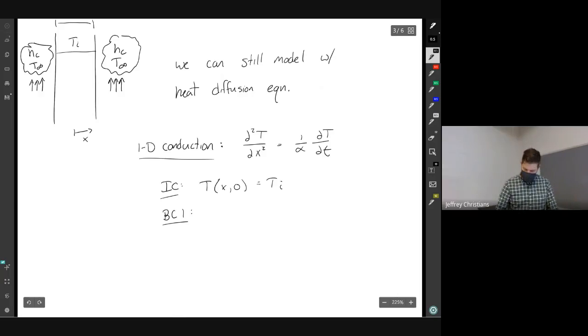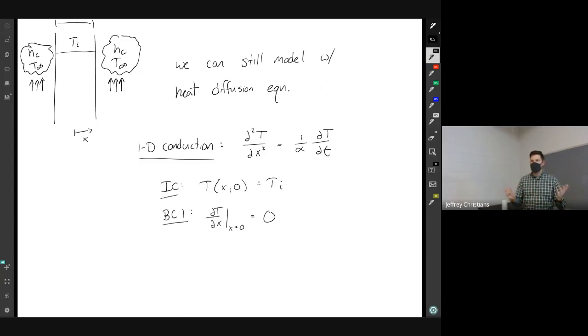Our boundary conditions: there's going to be a boundary condition at the middle, which is from symmetry, that there has to be either a max or a min temperature at the center. That's where the maximum temp is going to be, or where the min temp is going to be. The derivative has to be 0.